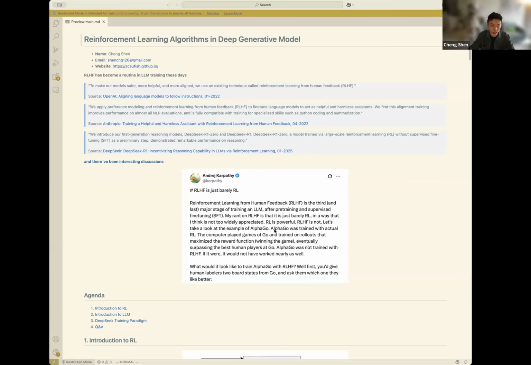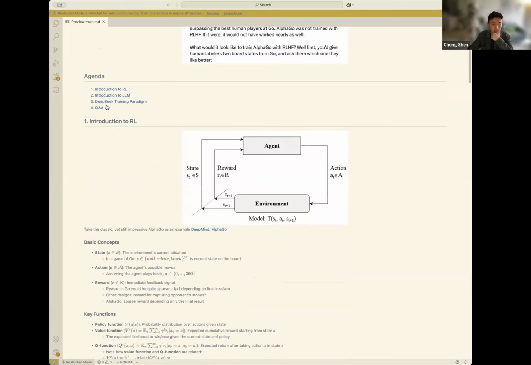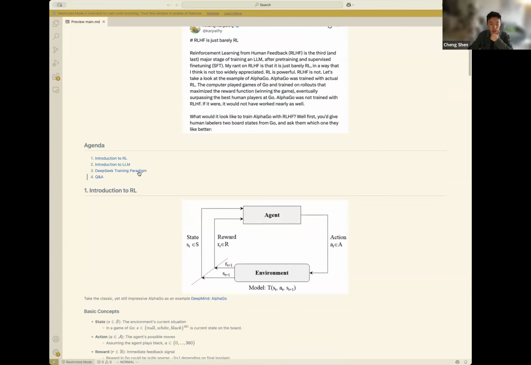So let's get into it and take a look at how RL plays a role in current LLM training. The agenda for today: I'll cover some basic RL concepts and some LLM concepts, and then we can go through the training paradigm in DeepSeek and some interesting observations of applying RL in DeepSeek R1 training.